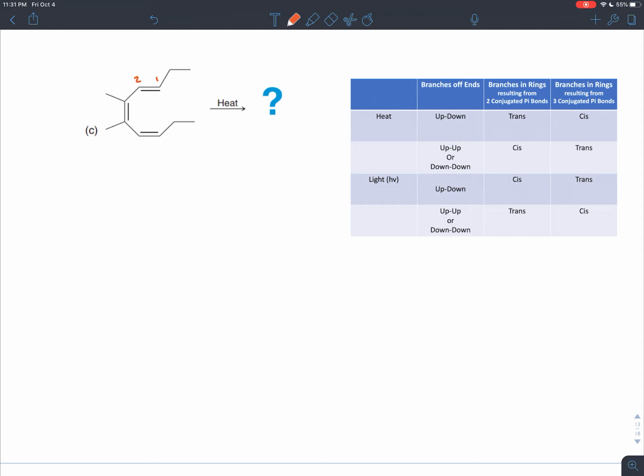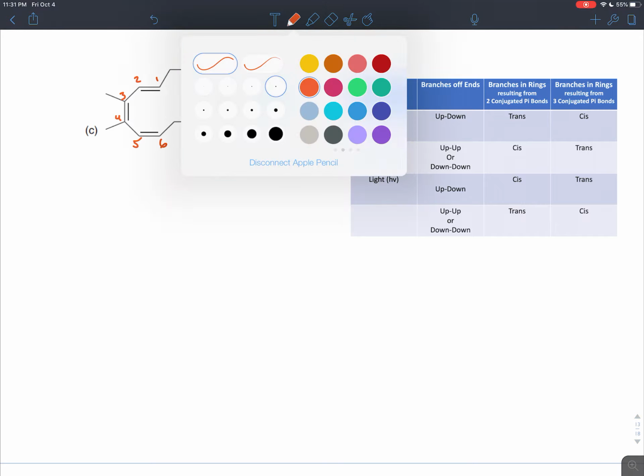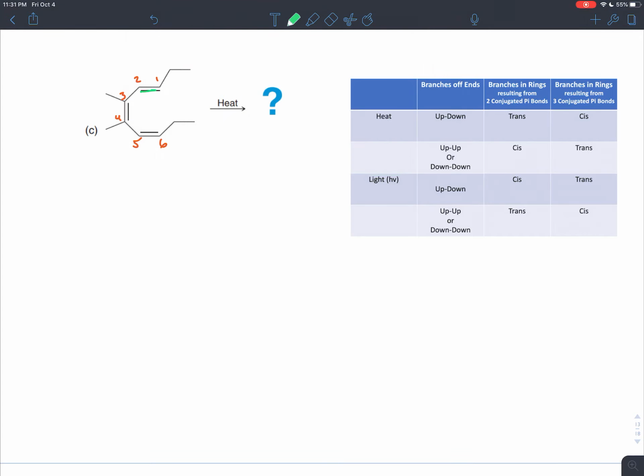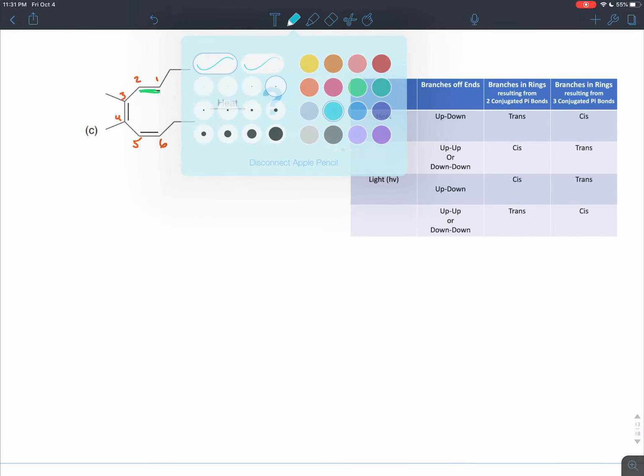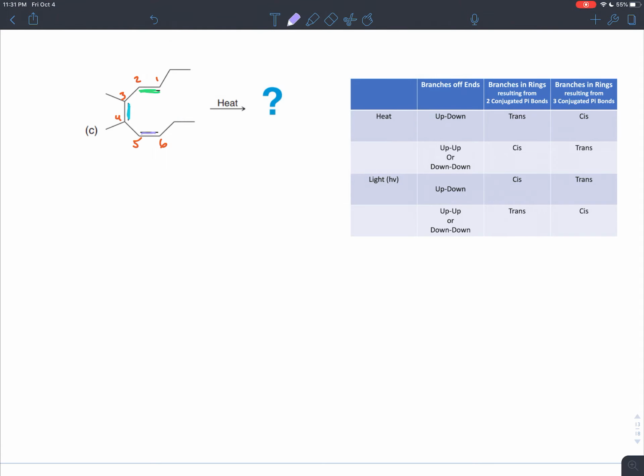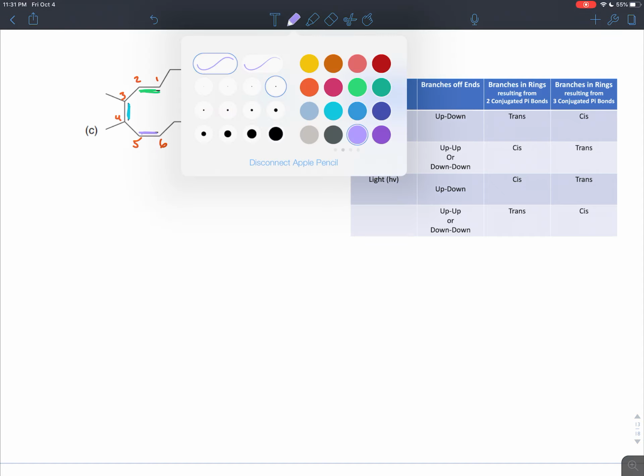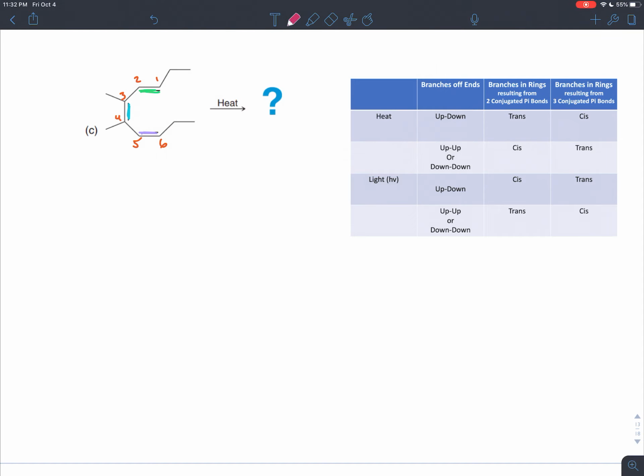Okay, in this next one, we have 3 conjugated pi bonds. So let me number the carbons around those. And I will fill these pi bonds in, those electrons in with different colors so we can see how they move. So once you have that, just pick a direction. I'm going to go clockwise here and move all of those pi bonds in that direction.